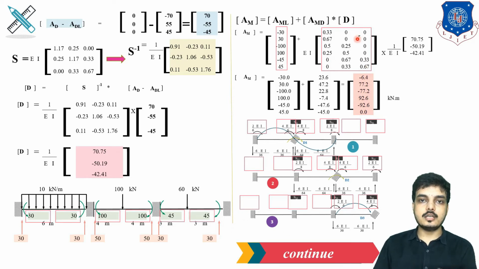After placing values in the matrix, we have to calculate AMD into D. So multiply this row into this column, we will be getting all these 6 values. At last, the sum of these two values, minus 30 plus 23.6, is nothing but minus 6.4, and plus 30 plus 47.2 is equal to 77.2, and in a similar way you can find out the final AM values. Now I would like to suggest that please go through this entire value from the given data.